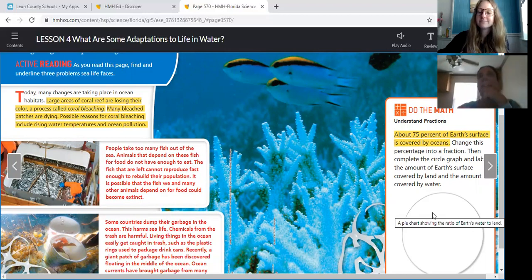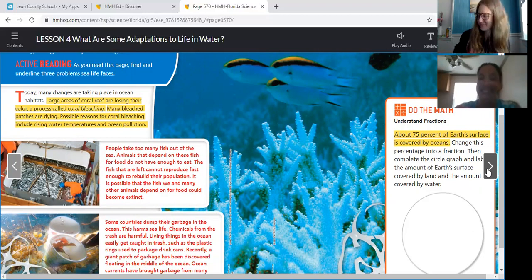Well, 75% always reminds me of 75 cents. And I know that 75 cents is 3/4. So I'm going to say 3/4. That's right. Yes. I always think of quarters too.